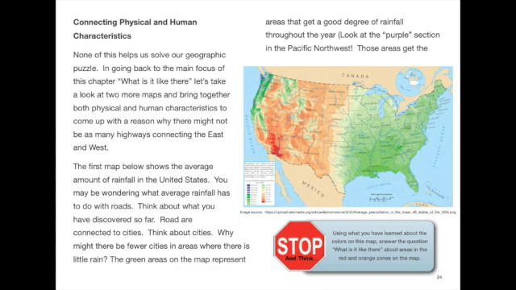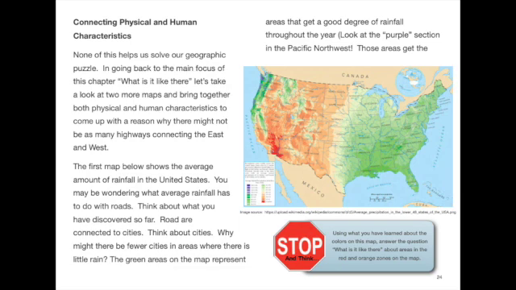The first map below shows the average amount of rainfall in the United States. You may be wondering what average rainfall has to do with roads. Think about what you have discovered so far. Roads are connected to cities. Think about cities. Why might there be fewer cities in an area where there is little rain?